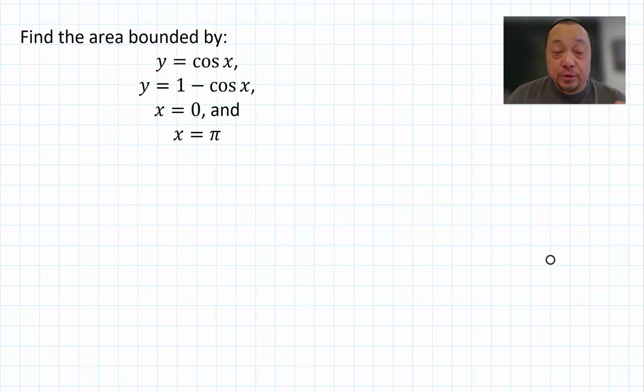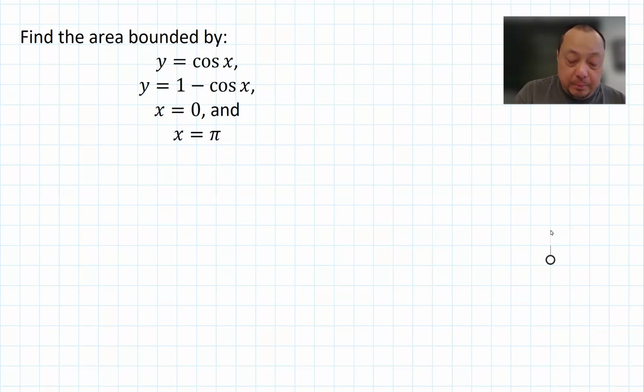Hi, a lot of students were asking me about this question, so in this video, I'll be solving it. It's a question from Stewart's calculus. Find the area bounded by y equals cosine x, y equals 1 minus cosine x, x equals 0, and x equals pi. Now, this is the original question in the book.